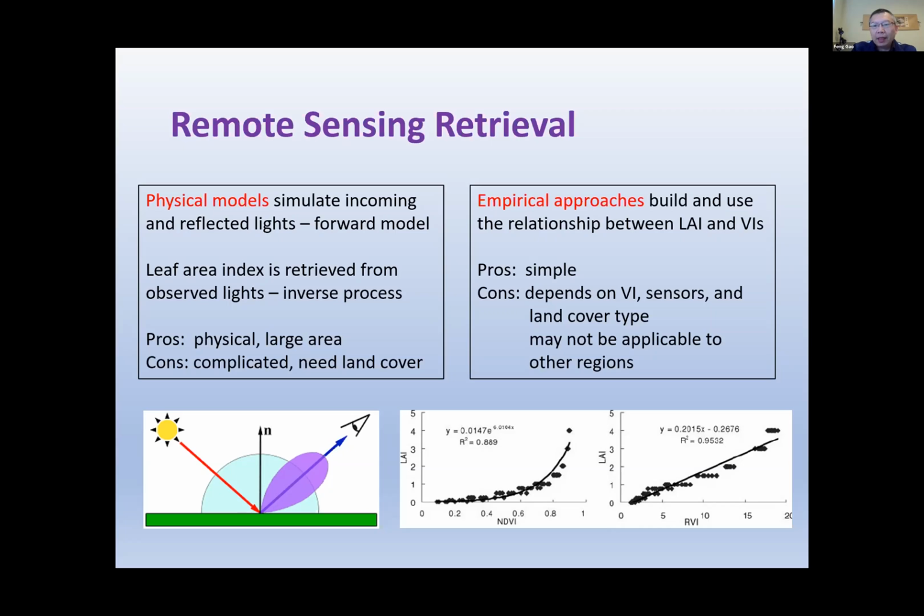It also depends on the sensor, spectrum, response function, or bandwidth, and it depends on land cover type. The relationship developed between the leaf area index and vegetation indices for one area may not be applicable to other regions, because that's a local model.